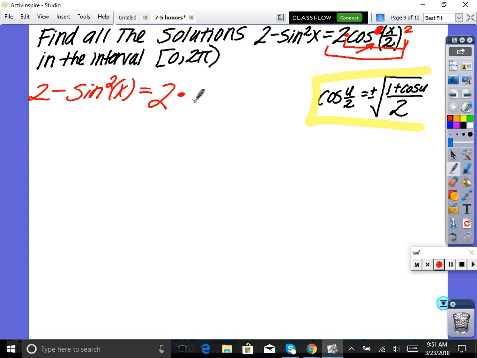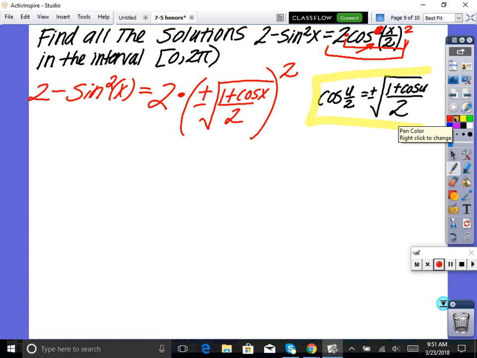Okay, so we have plus and minus the square root of 1 plus cosine of x over 2, but wasn't that squared? Sweet. So let's simplify this.